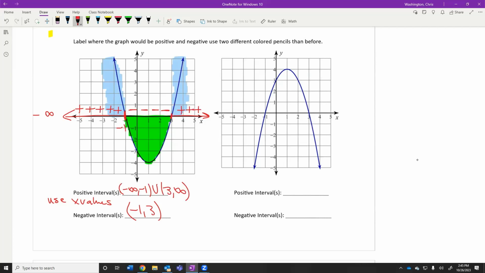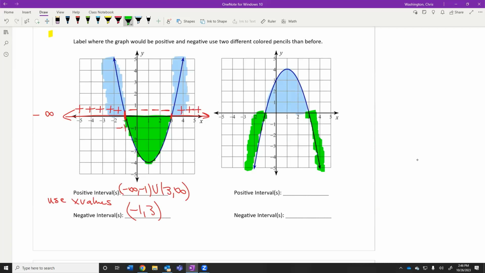Now, if I flip this parabola upside down, guess what? The intervals of increase and decrease are now going to be the opposite. The inside of the parabola, inside the x-intercepts, is going to be the positive piece. That's where the graph would be positive. That's where the y values for the function would be positive. And then the negative is going to be this stuff on the outside. So to the right of 3, to the left of -1, those are going to be our negative values. In this case, our negative y values.